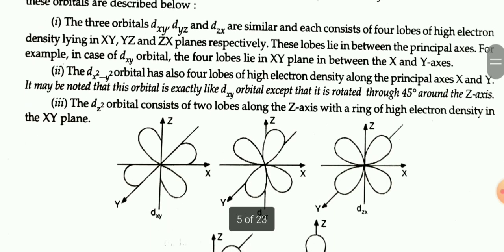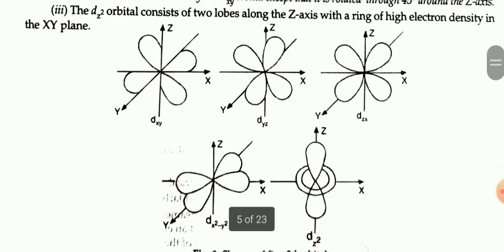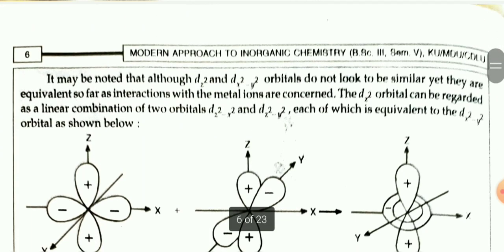Third, the dz² orbital consists of two lobes along the z-axis with a ring of high electron density in the xy plane. It may be noted that although the dz² and dx² minus y² orbitals do not look to be similar, yet they are equivalent so far as interaction with the metal ions is concerned. The dz² orbital can be regarded as a linear combination of two orbitals, dz² minus x² and dz² minus y², each of which is equivalent to the dx² minus y² orbital, as shown below.